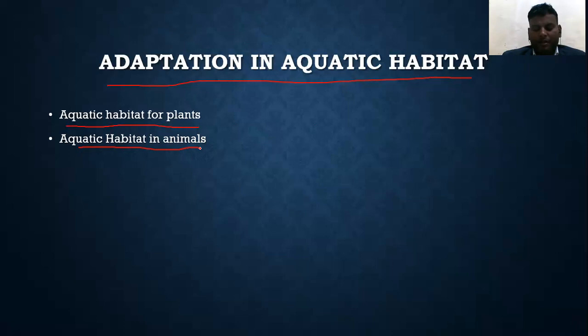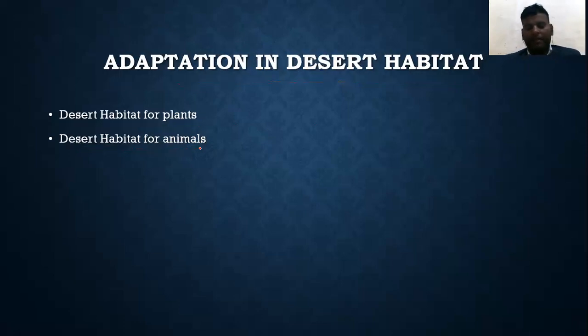Next, adaptation in the desert habitat. The desert habitat is a type of terrestrial habitat, that is, a land habitat. In the desert, what happens? Days are very hot, so the daytime is extremely hot, while the nights are very cool.